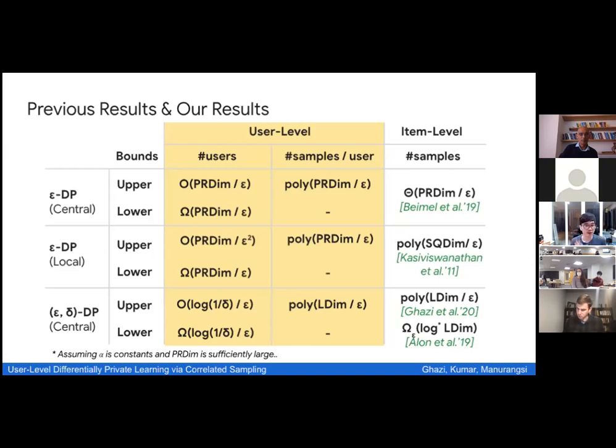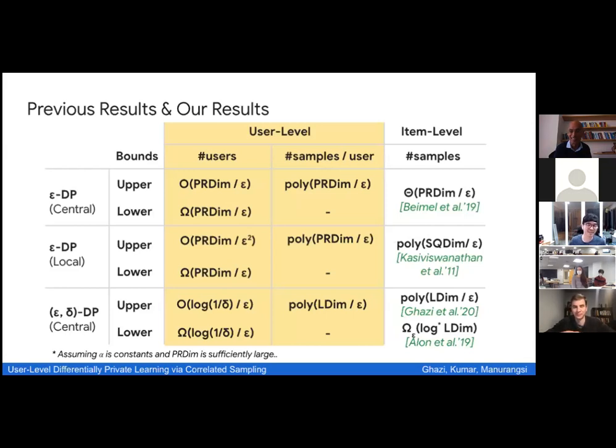Okay, so those are kind of the main results. Yeah, go ahead, Salil. Hi, Pasin. Sorry, I joined late, so I might have missed some important definition. But I'm a little confused about the first row of your table. If I have probabilistic representation dimension over epsilon users, can't I just take one of the samples from each user and then apply the item level algorithm?